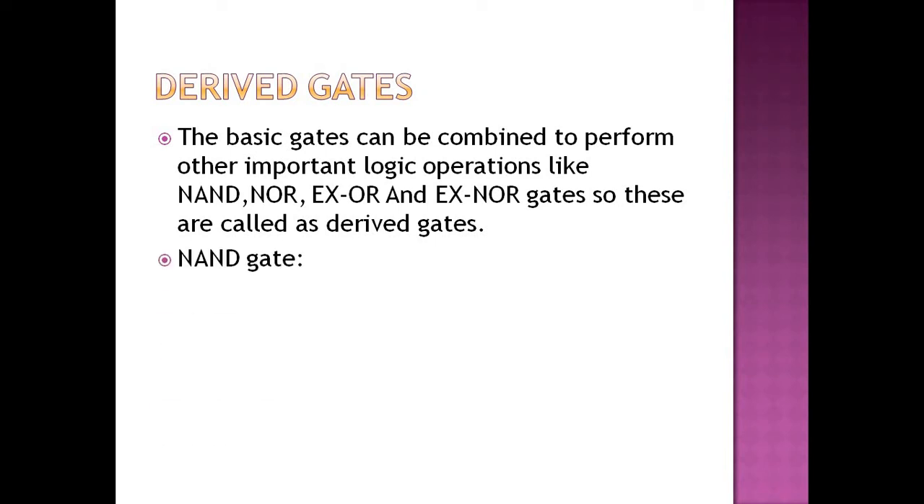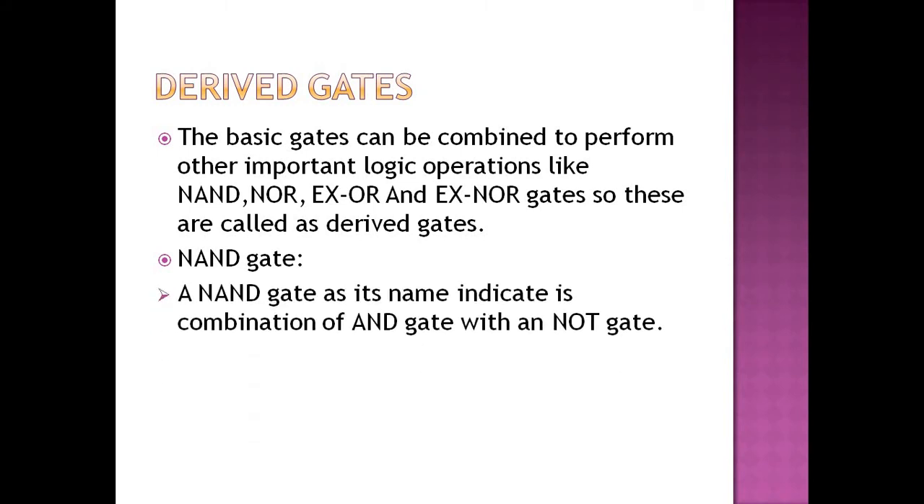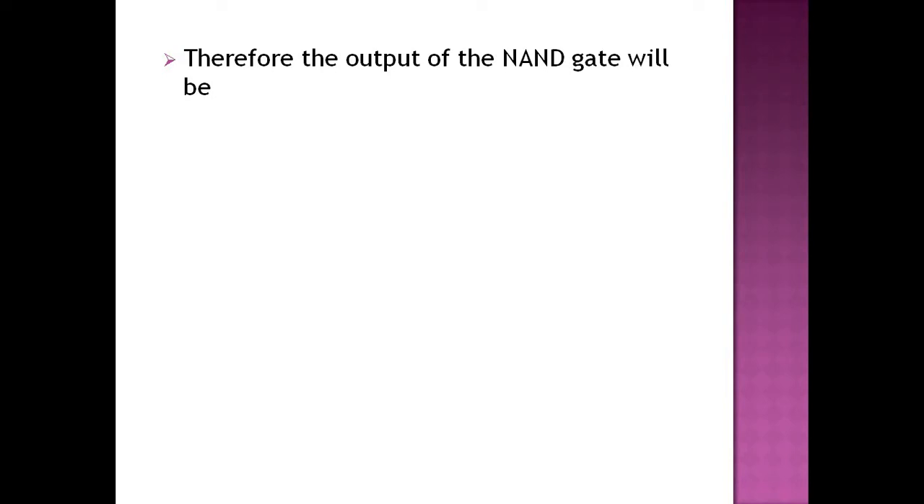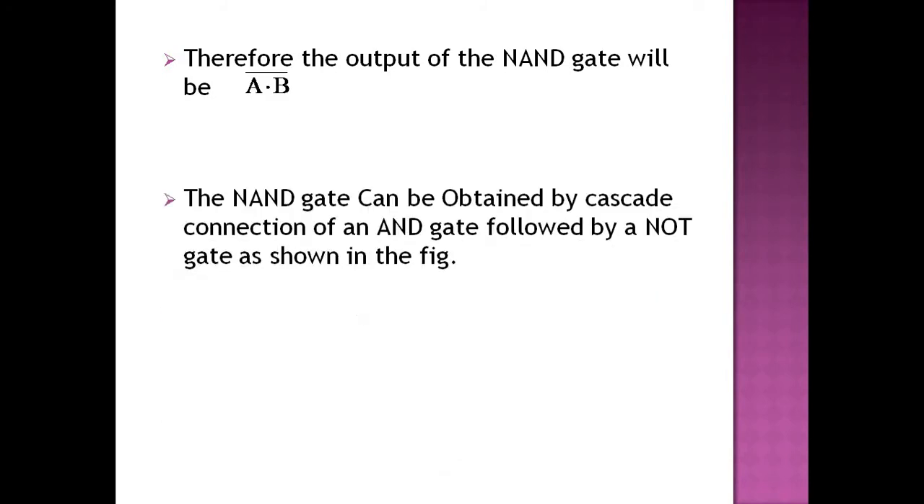Now we focus on NAND gate. A NAND gate, as its name indicates, is a combination of AND gate with a NOT gate. So the output of NAND gate will be the complement of the output of AND gate. The output of AND gate is A dot B. Therefore the output of NAND gate will be (A dot B) complement.